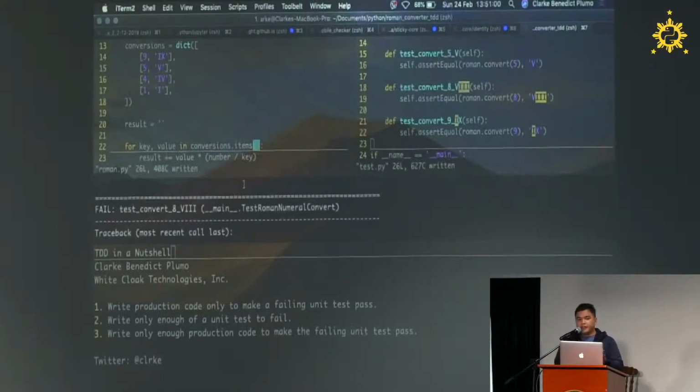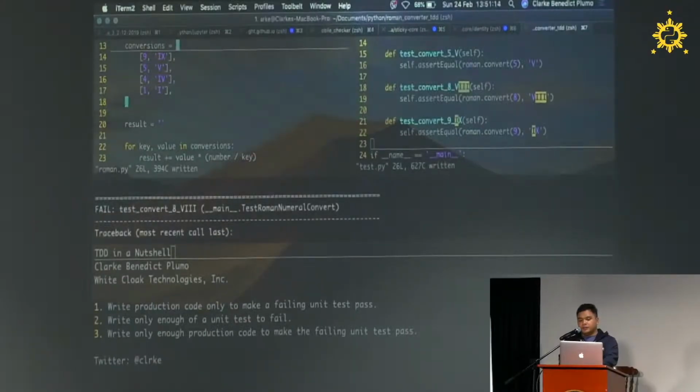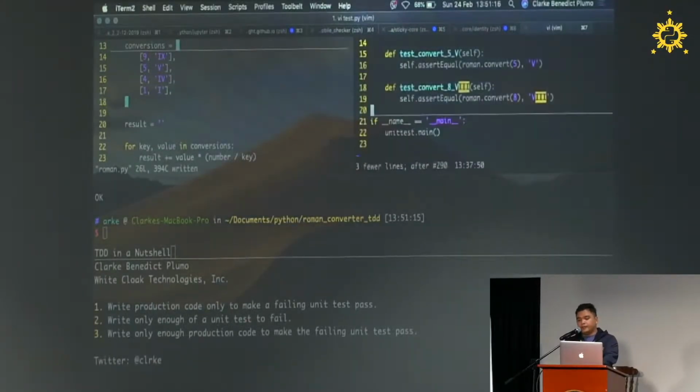So right there and then, I knew that my code broke. That's the beauty of TDD. You instantly know when you break your code. Okay, so let me just undo that and continue with my test.